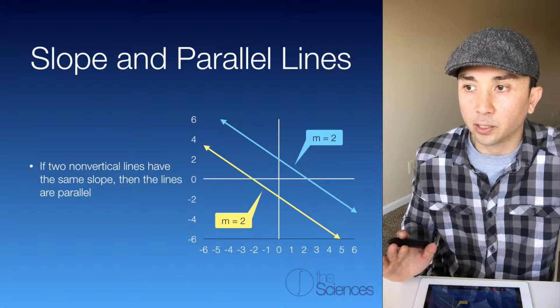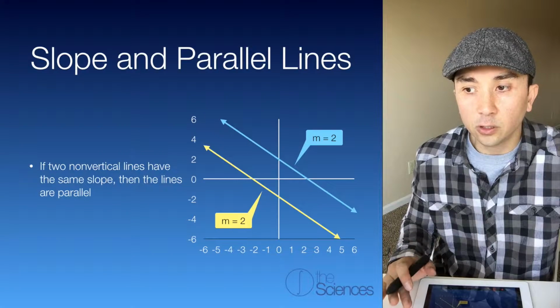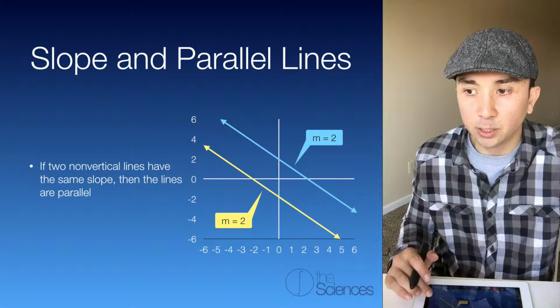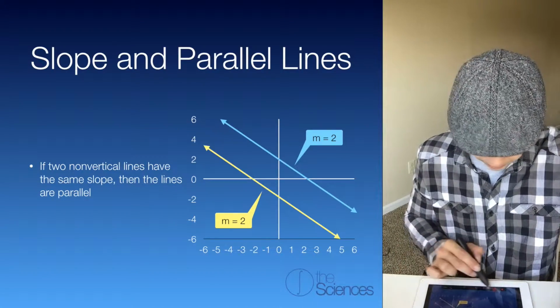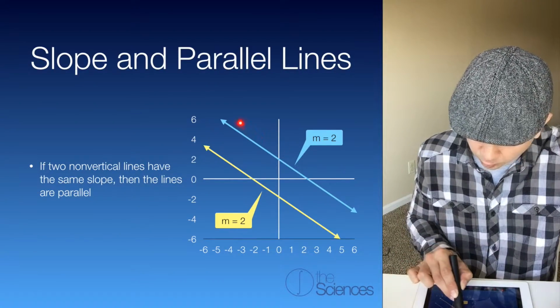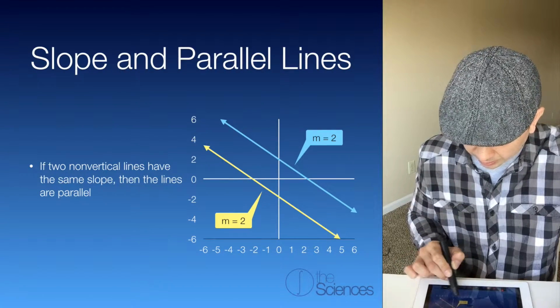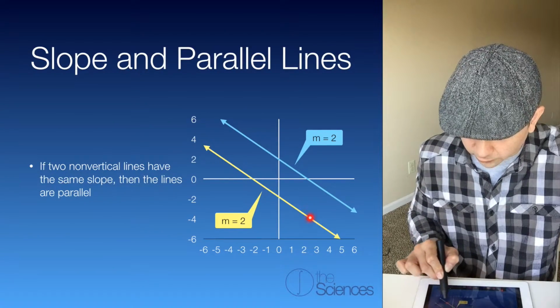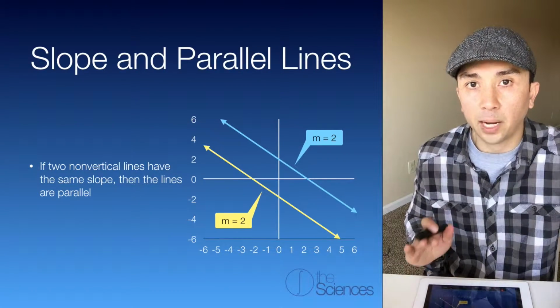Now let's talk about slope and parallel lines. If two non-vertical lines have the same slope, then the lines are parallel. Notice that this blue line has a slope of 2, and this yellow line also has a slope of 2. That means that these two lines are parallel.